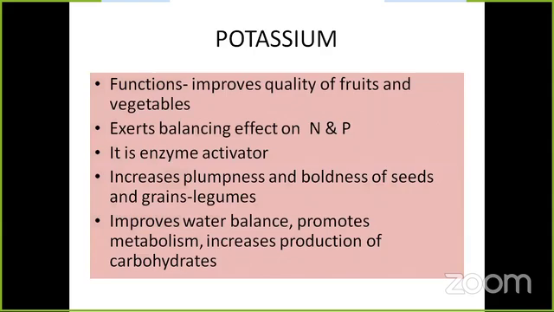Functions. Improves quality of fruit and vegetables. Exerts balancing effect on NPK, as I said. It's an enzyme activator. Enzymes are very important for metabolism, whether it is human or plant. So this will activate the enzymes. Increases plumpness, that means it becomes juicy and big, and boldness of seeds and grains in case of legumes, all kinds of pulses. Improves water balance in the cell, promotes metabolism, that is formation of carbohydrate or breaking down of carbohydrate, increases production of the carbohydrate.